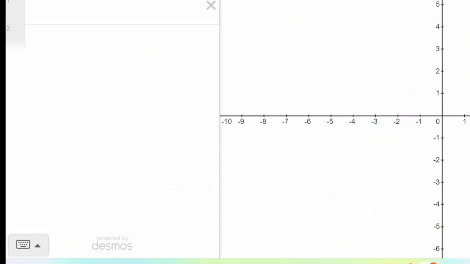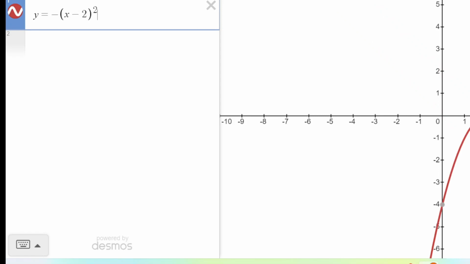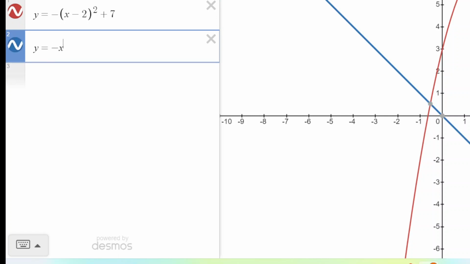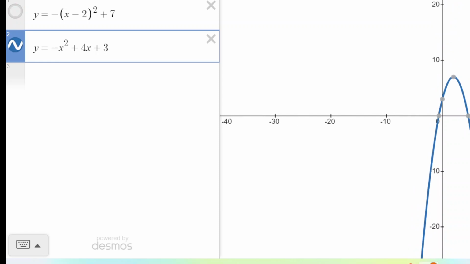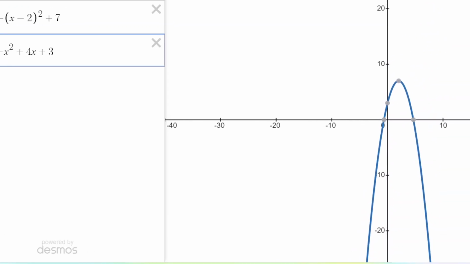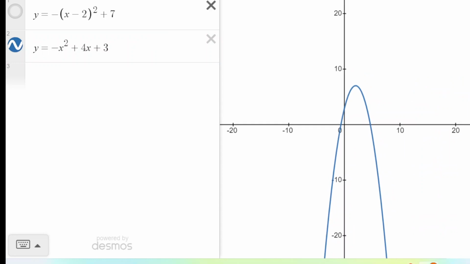I'm going to pull up a Desmos screen here. So one of those equations was y equals negative x minus 2 squared plus 7. And then the other one was y equals negative x squared plus 4x plus 3. And you can see those graphs lie, or actually I'll zoom out here so you can see it a little bit better. There we go. So you can see if I toggle those on and off, they are this exact same graph.